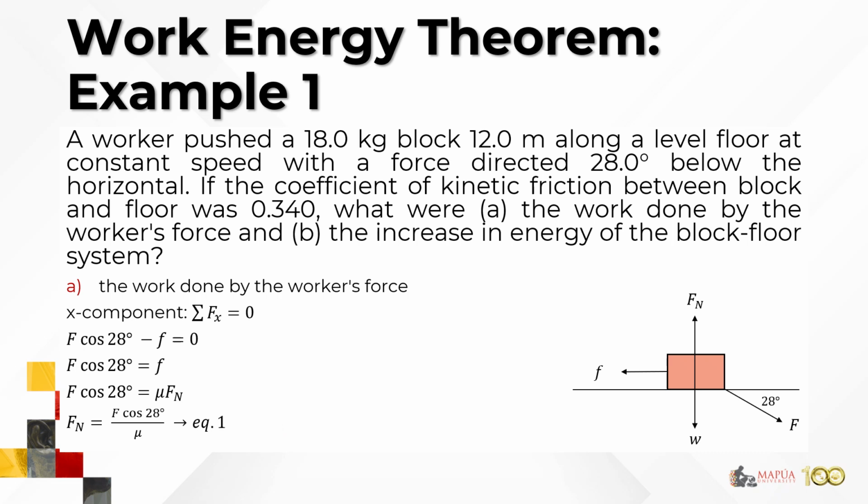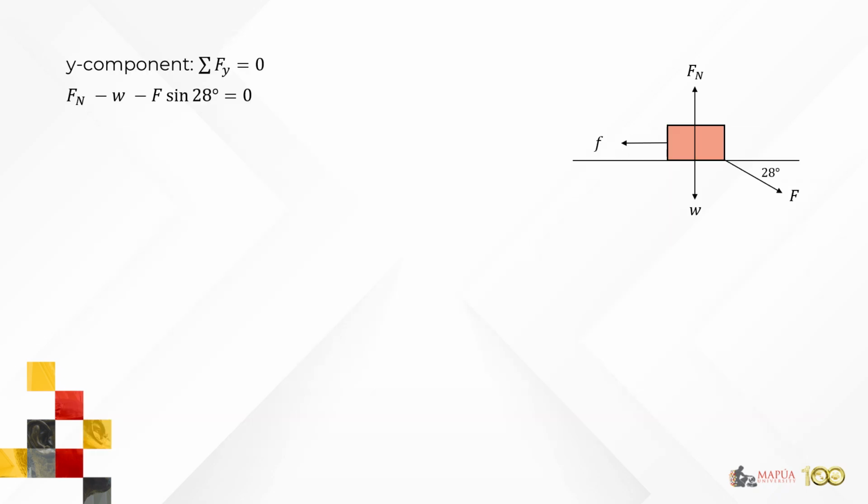Next, letter B. For the Y component, again, we're just going to add all the components of Y, and you should get an answer of, again, 0. So F sub n minus W minus F sine, F times sine 28 degrees, must be equal to 0.